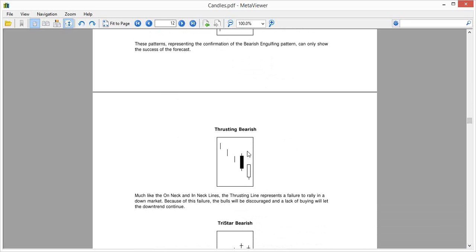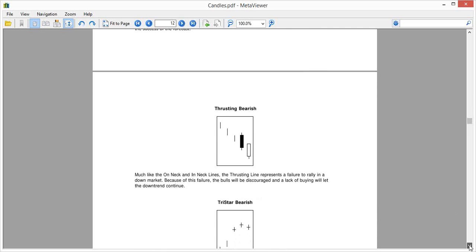And to confirm a change in direction, it would need to close back above. So a trusting bearish, the market has shown it is still going down, and our bullish candle can't close back above. Okay, so this will discourage bears and the market may continue to sell off.